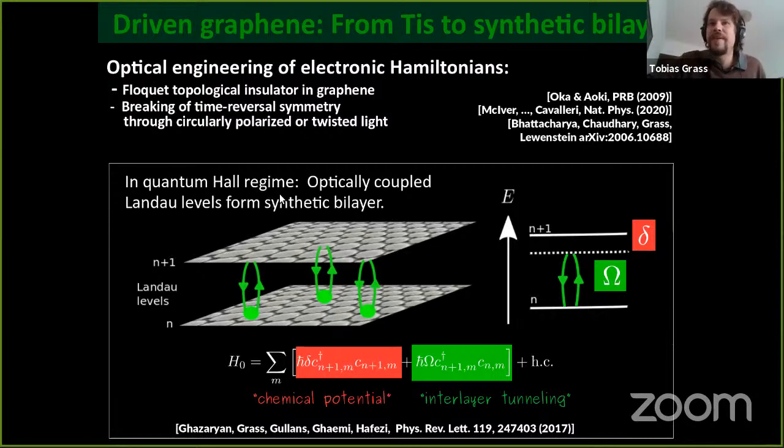So we assume that we have graphene already in the quantum Hall regime through an external magnetic field. Then we have Landau levels, and now we can optically couple these Landau levels. And we can selectively couple because of the non-equidistant Landau level spacing in graphene. So we can select two Landau levels, which we couple, and that then can be interpreted as like a synthetic bilayer, each Landau level representing one layer. And the coupling, so the Rabi frequency, is like a tunneling between the layers. And the detuning delta is like a chemical potential between the two layers.